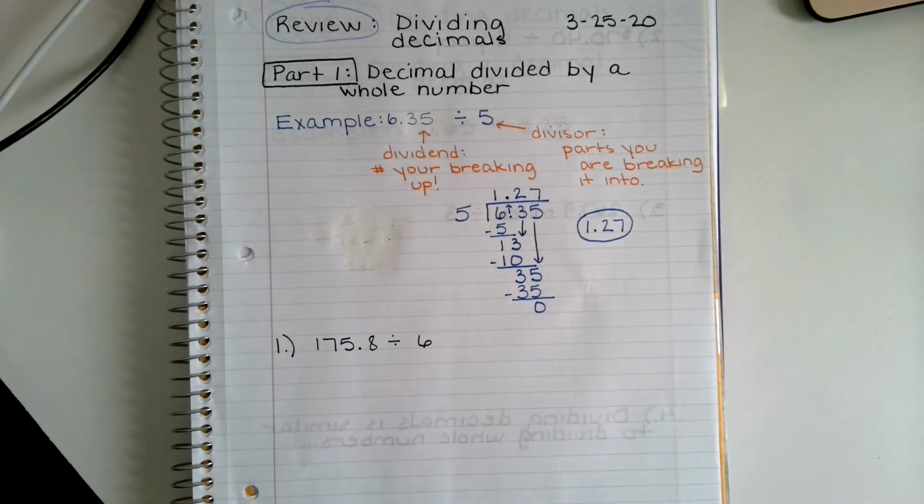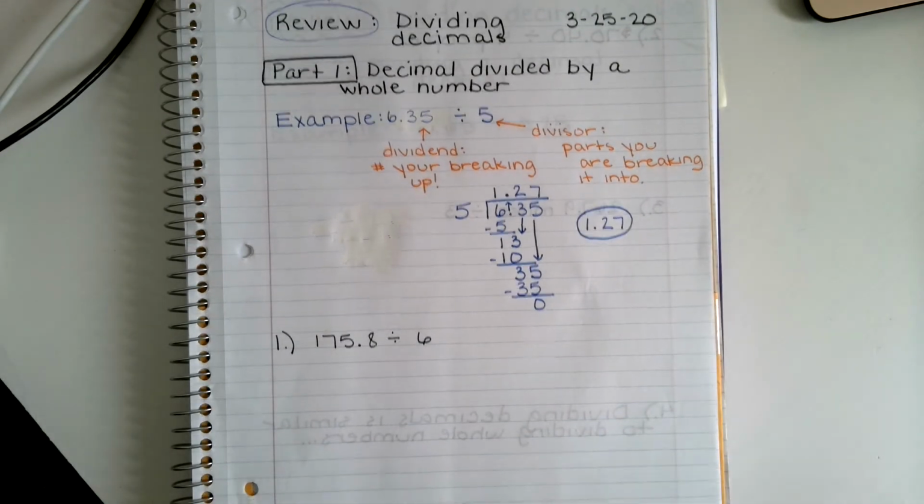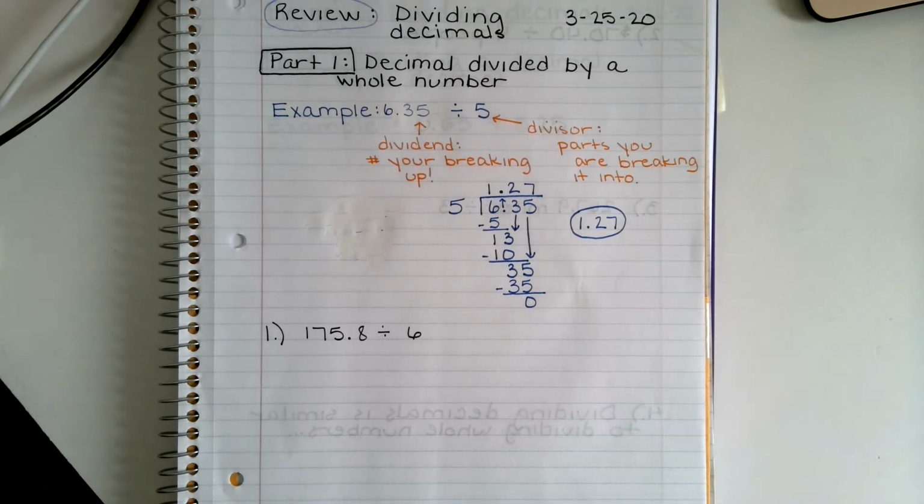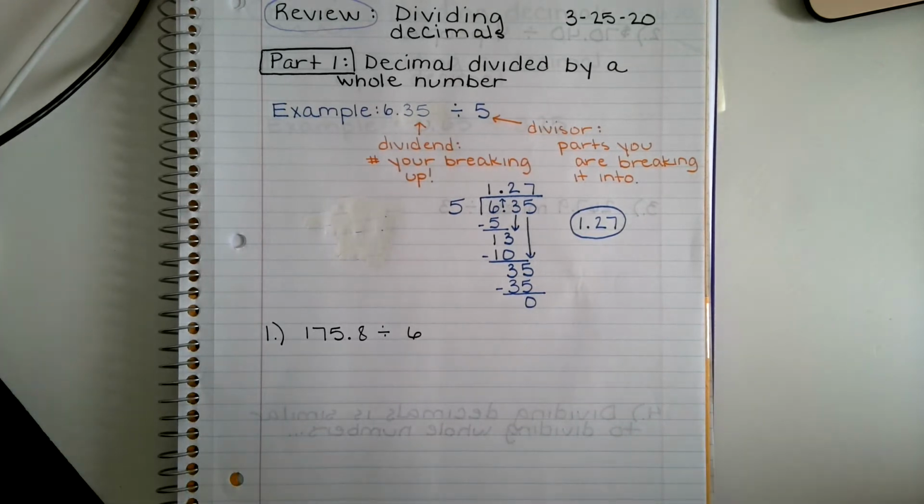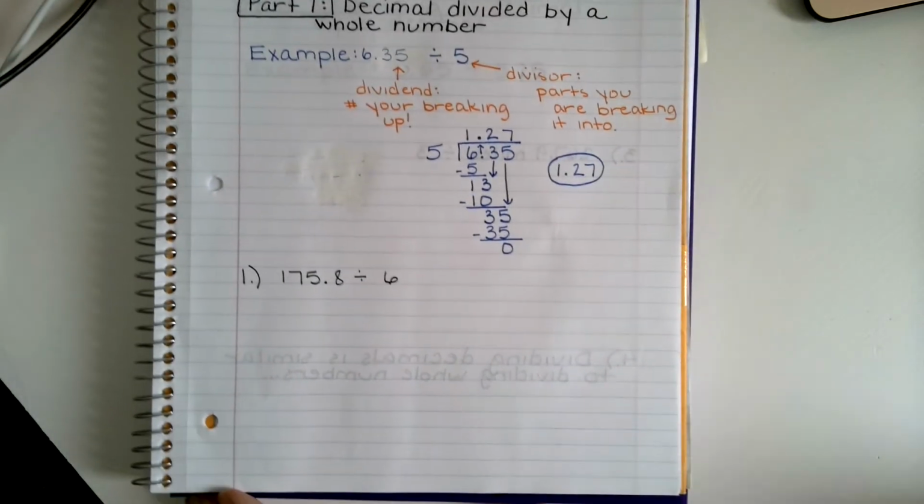Good morning, you guys. I'm going to go over your problems from yesterday. So you were dividing decimals. The notes you took here on the top, you're dividing a decimal by a whole number. So the first one you had was 175 and 8/10 divided by 6.